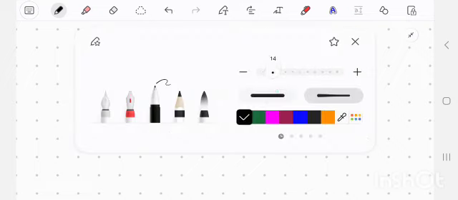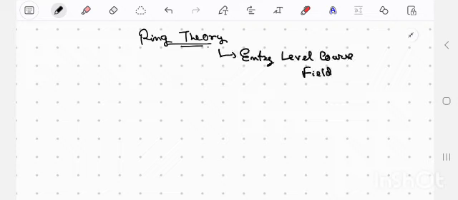Okay, so this is the first lecture in a 5 to 6 lecture course on ring theory. Our main focus will be commutative ring theory, rather commutative rings with unity. In fact, this course can be thought of as an entry-level course in field theory. Our main focus will be to develop the ring theory in order to be efficient in studying field theory.